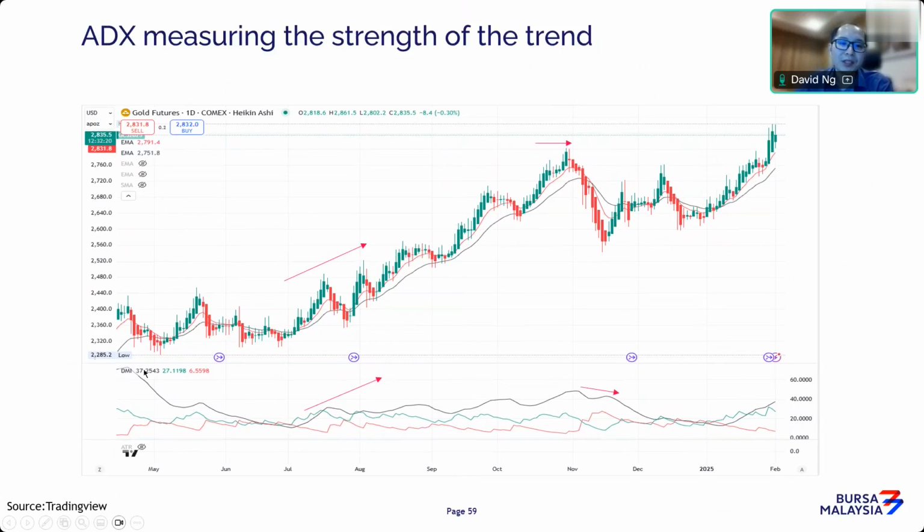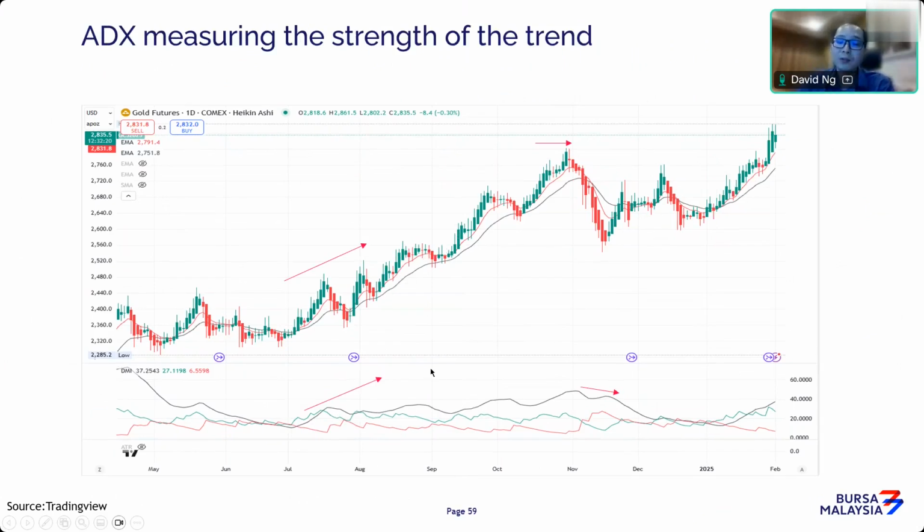But what's important is the black line, which is your ADX. This ADX measures the strength of the trend. So in this example, the positive DI crosses above the negative DI, showing you the market is going higher. But the black ADX line is rising. So when the ADX line is rising, it's telling you that the market is heading higher.